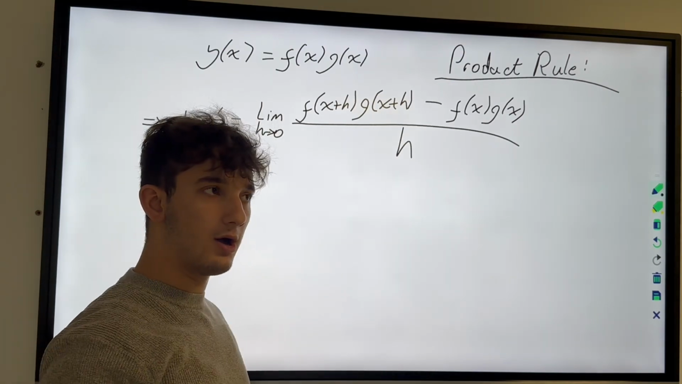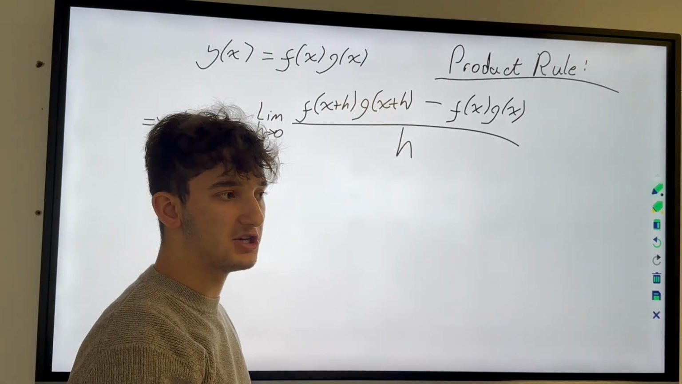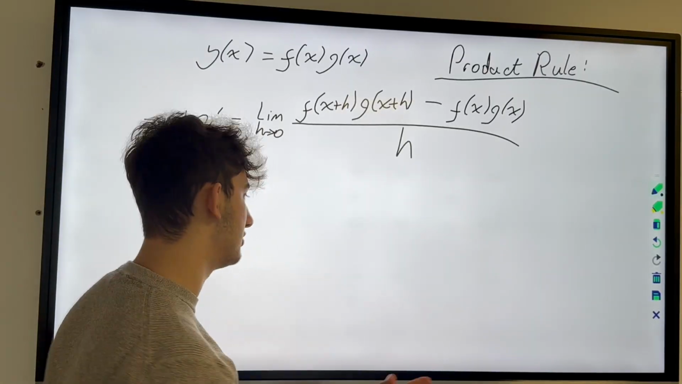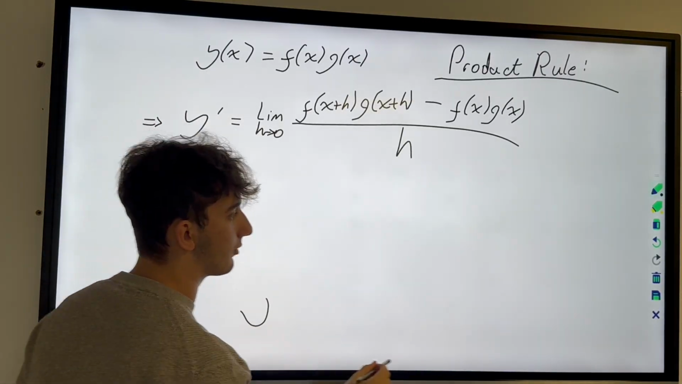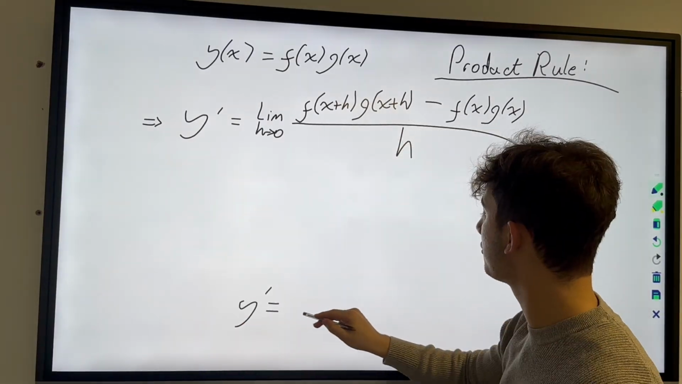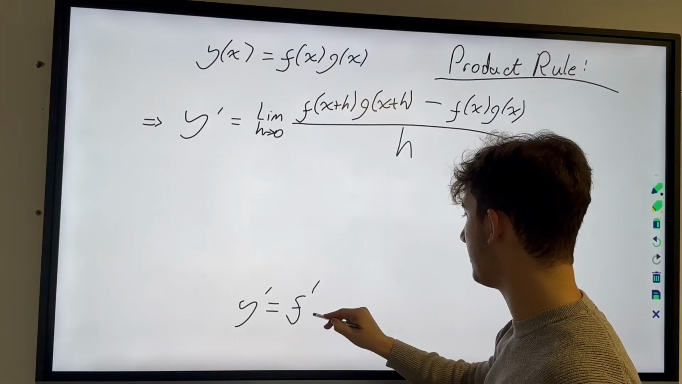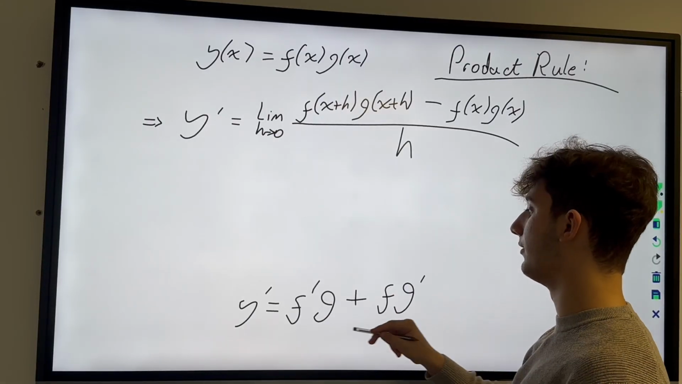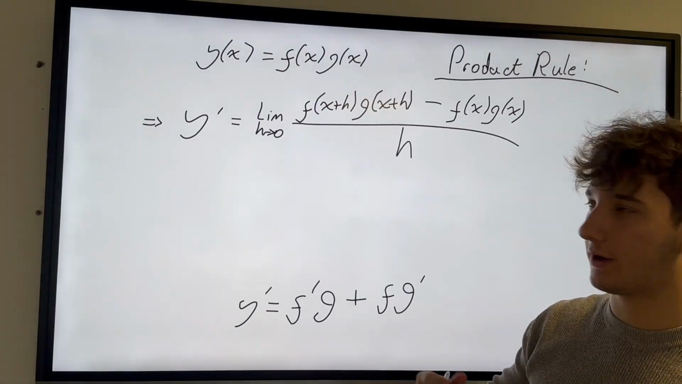Now, we are not those same mathematicians who had to solve this centuries ago on their own. We actually know what the answer is. We know that the answer for this is going to be y prime is the derivative of f times g plus f times the derivative of g, like that. And we can break that down a little bit more.